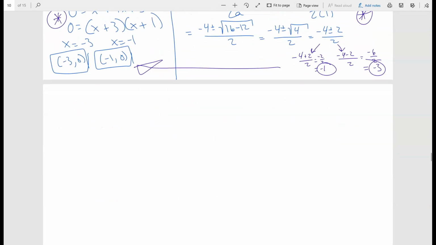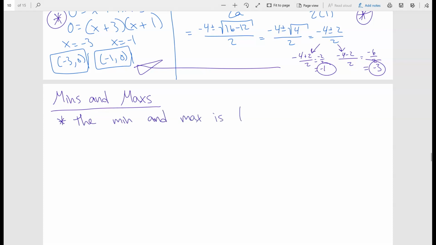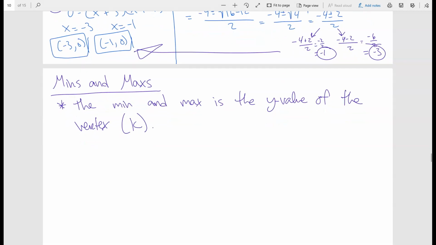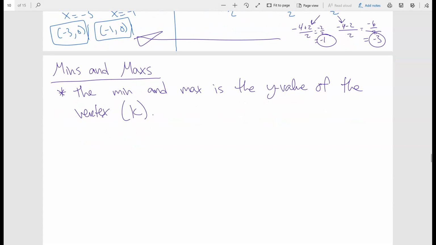Now, I want to end this with finding minimums and maximums. So mins and max. So, and you've kind of already figured this out, that the minimum and maximum is the y value of the vertex. So the y value of the vertex, which is basically the k value, is the minimum or the maximum.